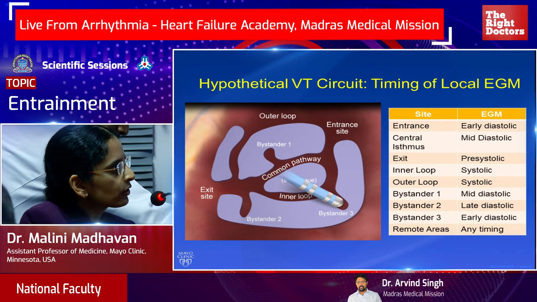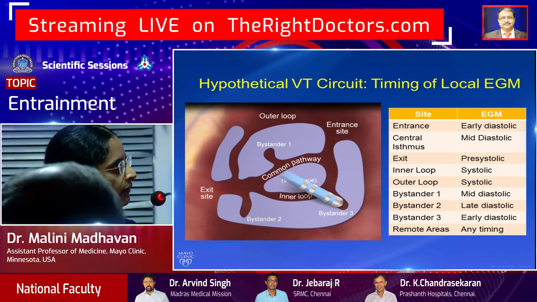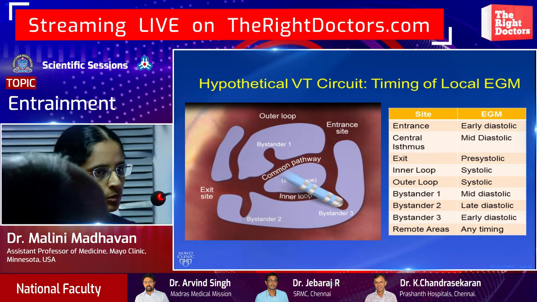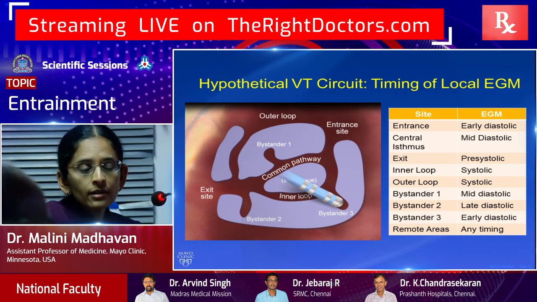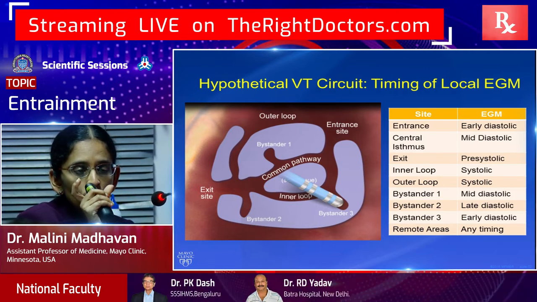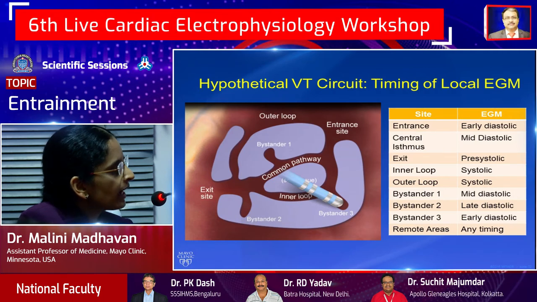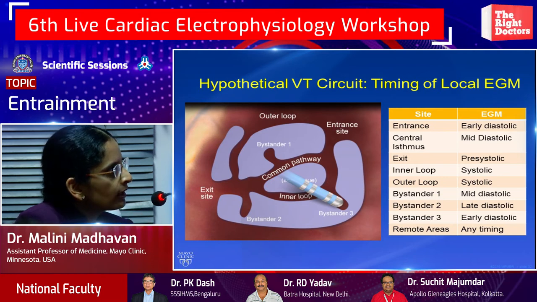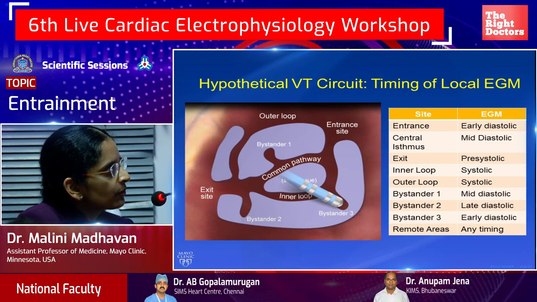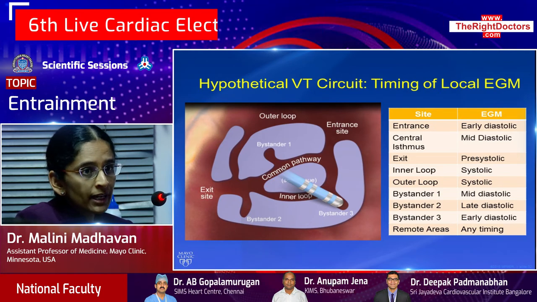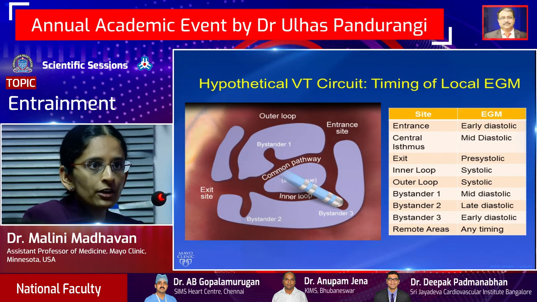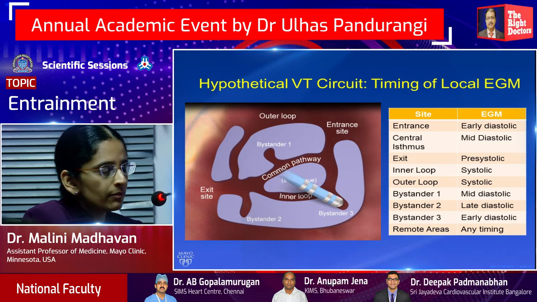So basically, you could have an inner loop, you could have an outer loop, but you have to remember ablation in the outer loop or the inner loop is not going to get rid of the circuit, because the critical isthmus is where you really want to go and ablate. And then you can have a lot of bystanders that have really nothing to do with the tachycardia at all. And the bystanders could be completely remote somewhere here, or they could be bystanders that are connected to the circuit itself, which is often a little harder to figure out, and that's where entrainment becomes helpful.